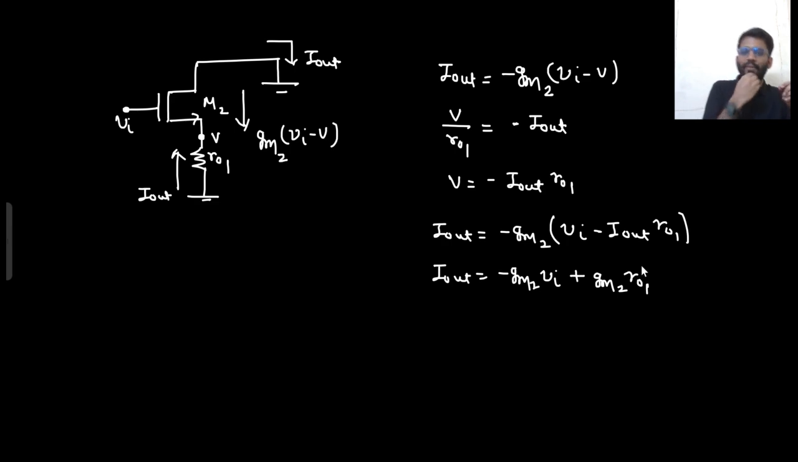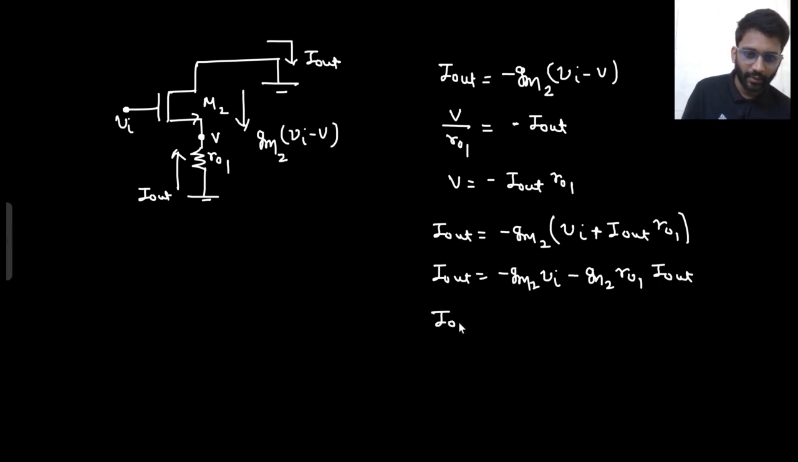Is there something wrong in the calculation? GM2 (V in minus V). Okay, I out. And this I out is flowing like this. So I out by R01, put the sign there. Yeah, this will be plus. This I was thinking, this will be plus. So here GM2 V in minus GM2 R01 I out.